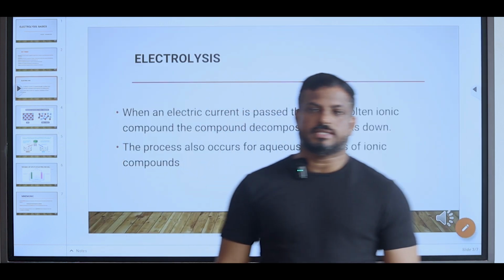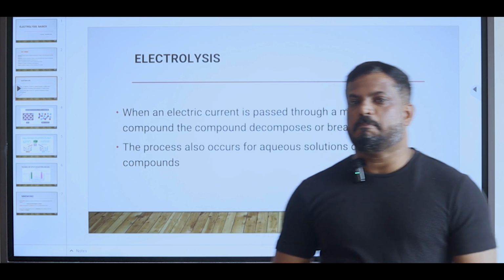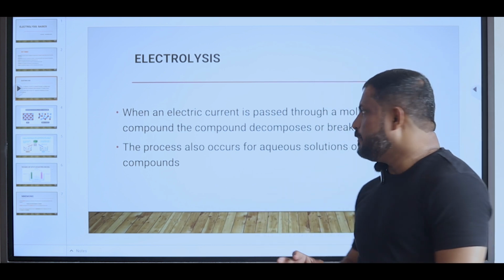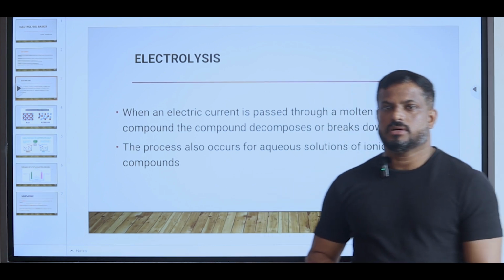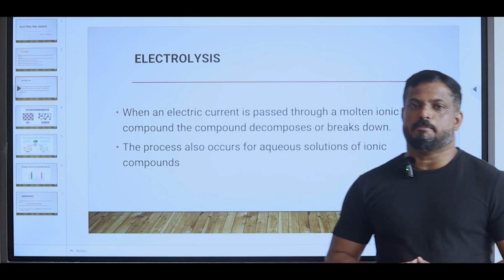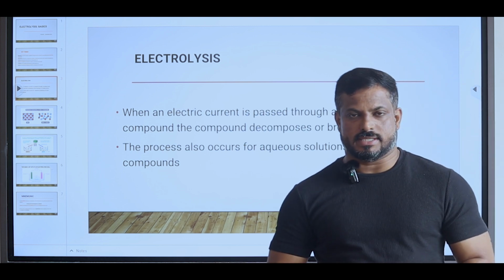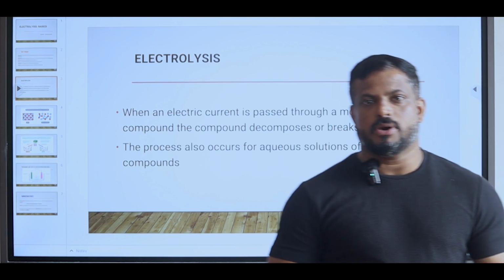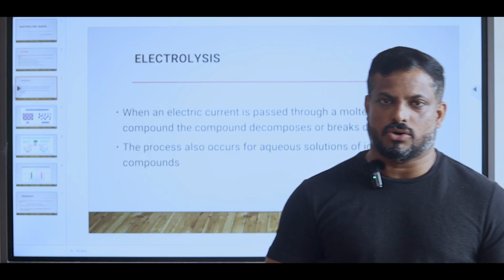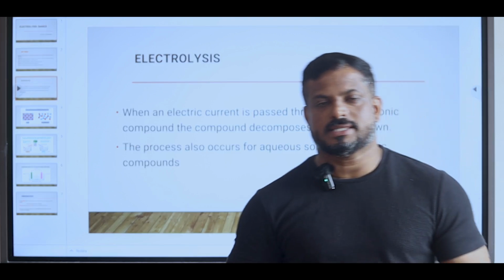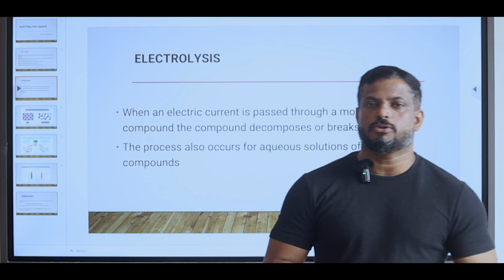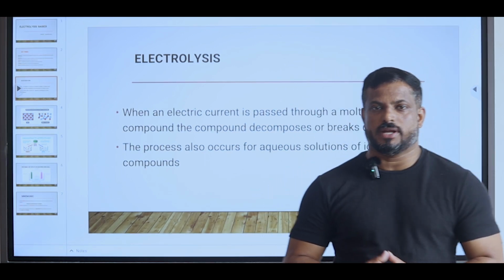What is electrolysis? When electricity passes through a molten ionic compound, it is separated into its components. That process is called electrolysis. In an ionic compound, whether it is in molten state or in aqueous state, if you pass the electric current, then it will be separated into its corresponding components.